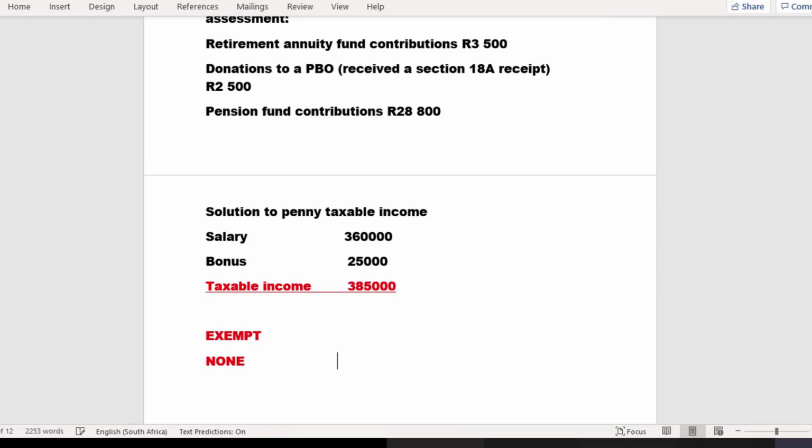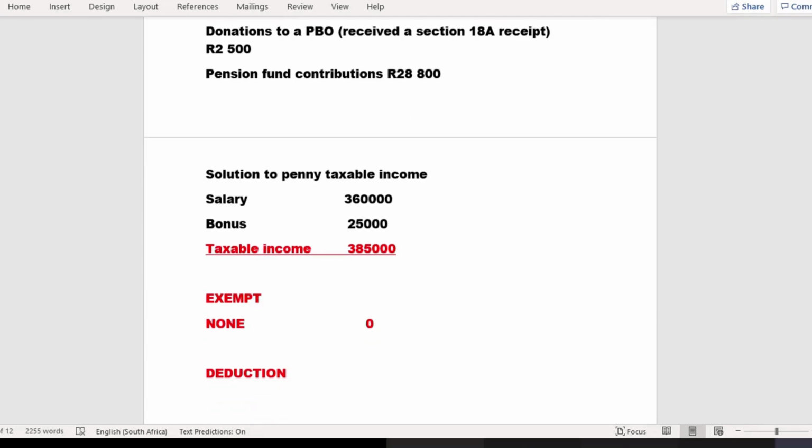So your exempt will be nil. And then you're going to have what's called the deductions. We just dealt with that one as part of our theory, so we are practicing that one now. In regards to our deductions, I think we didn't do this part in the class before. So in regards to the deductions, you're going to look at the contributions that have been made, right? So you're going to follow that step.